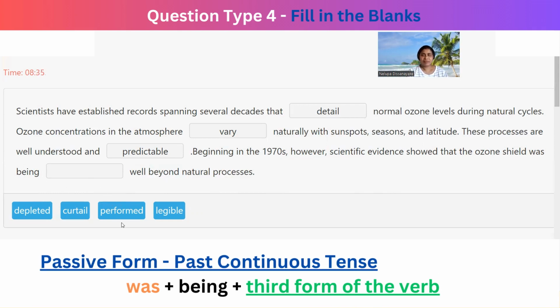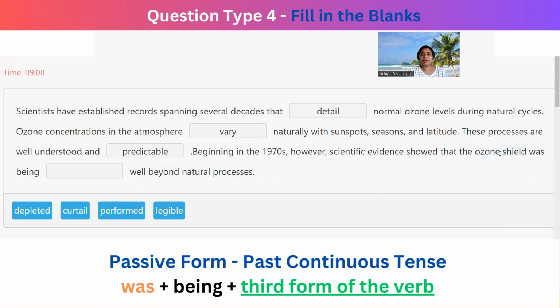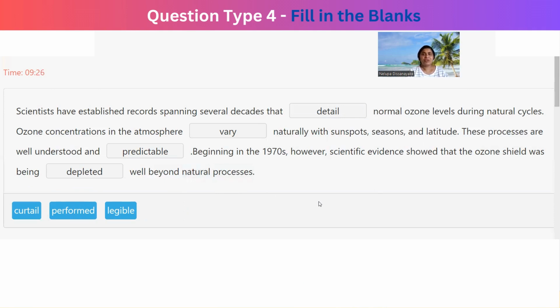Now what can be the suitable answer here based on the meaning? Now we are also going to see something negative. We already said that these processes are well understood, and now scientific evidence has showed that the ozone layer was being depleted well beyond the natural processes, or performed well beyond natural processes. The ozone layer cannot itself perform something. So what can be the answer here? The ozone layer was being depleted. So the ozone layer has been degraded well beyond the natural processes. This is how you have to get the answers.